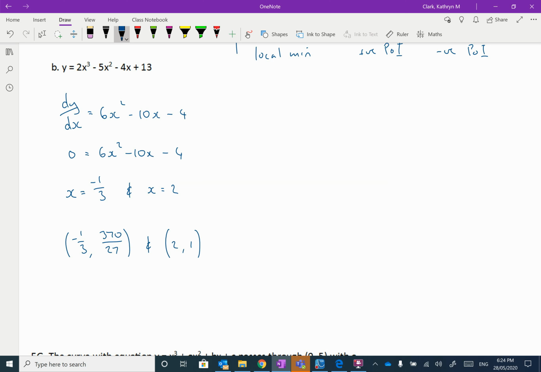You might be thinking, well, that's pretty obvious, miss. The 370 on 27 is a bigger value than 1, so obviously the first one's going to be the local maximum and the second one's going to be the local minimum. Duh. But again, you might be asked to justify the nature.